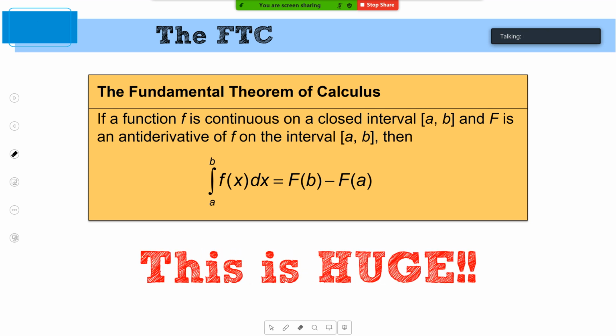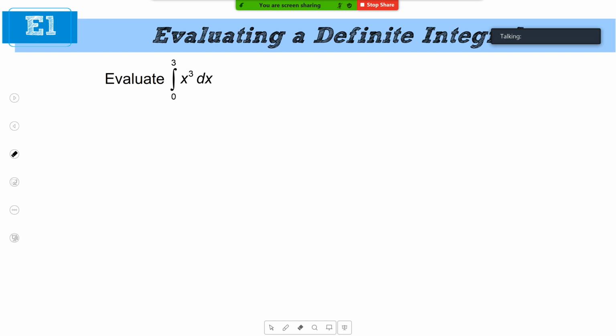Okay. This is really big. This is comparable to being able to take the derivative of a simple function. So this is how we're finding the definite integral of functions without having to do any of the tricks like Riemann sums or any of that other stuff. Okay, so let's start with something simple. x cubed. You should be able to take an antiderivative of that.